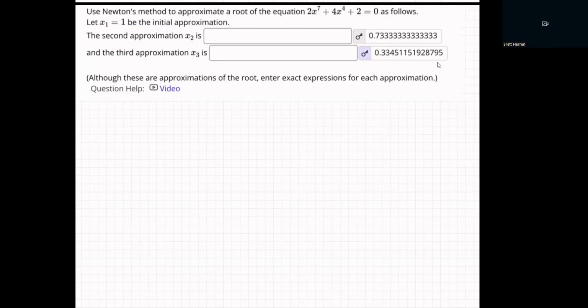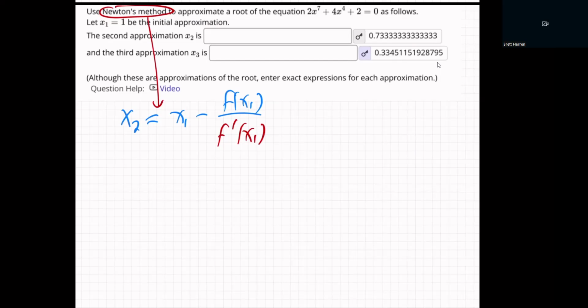Well, here's Newton's method. Newton's method says x2 is x1 minus f of x1 over f prime of x1. That's Newton's method. Where that formula comes from, I'll show at the end of the video for those who are interested. But for now, I'm just going to show you how you use it to answer for that function.